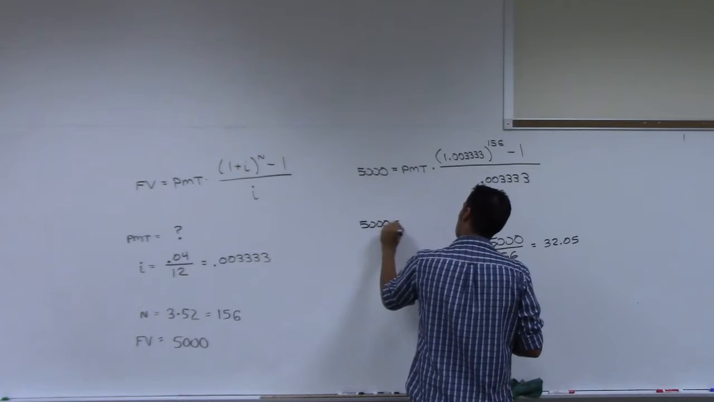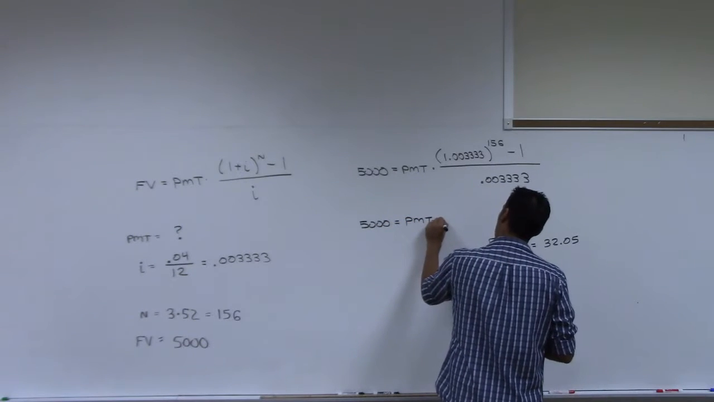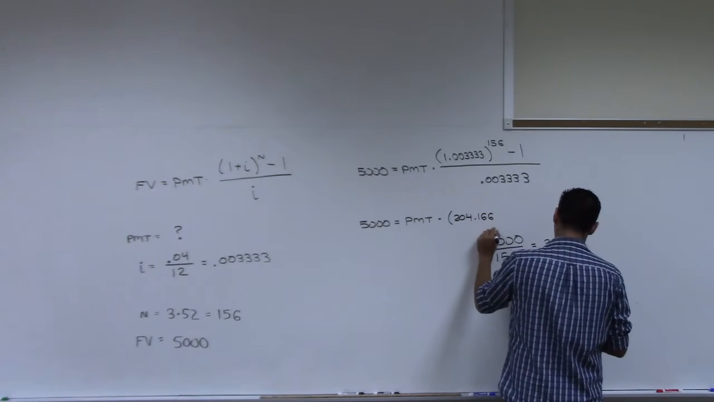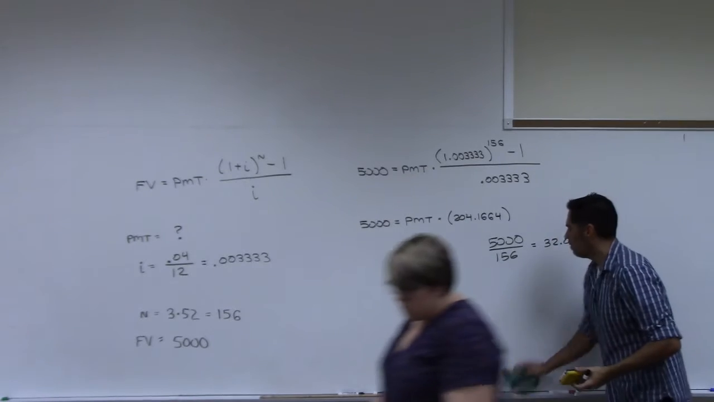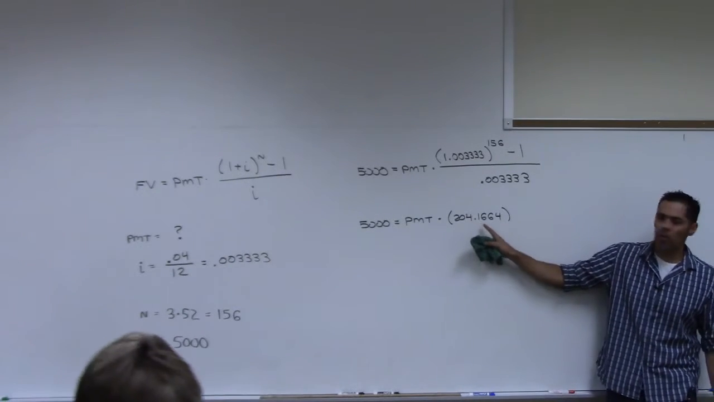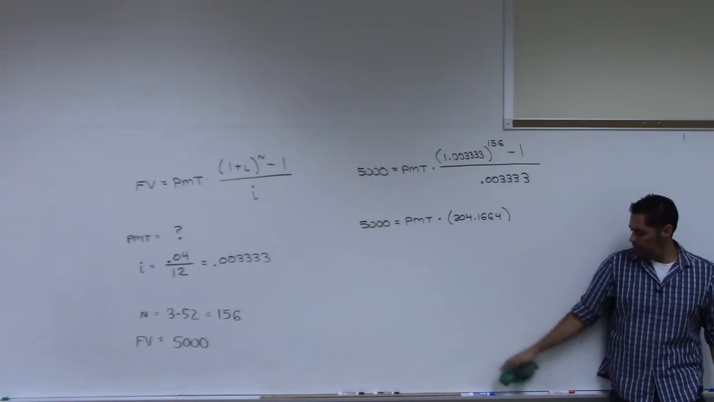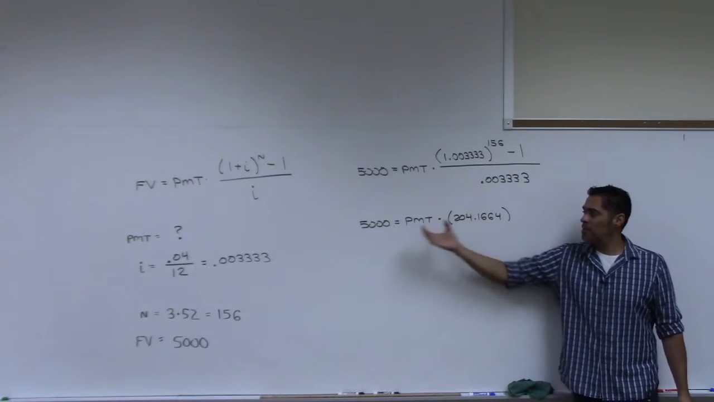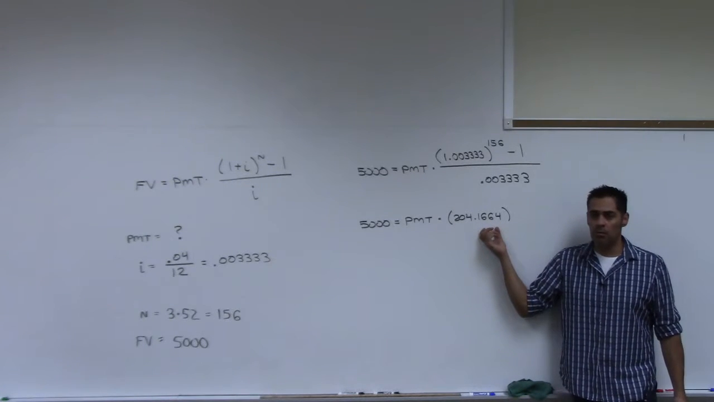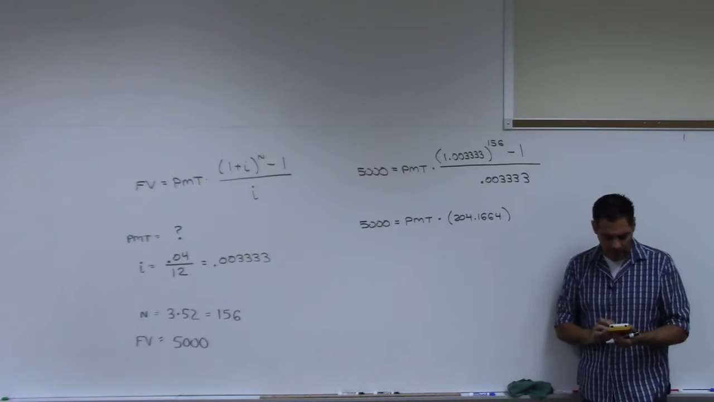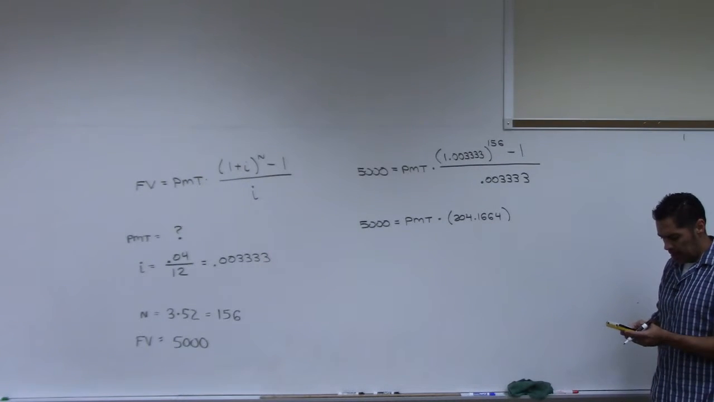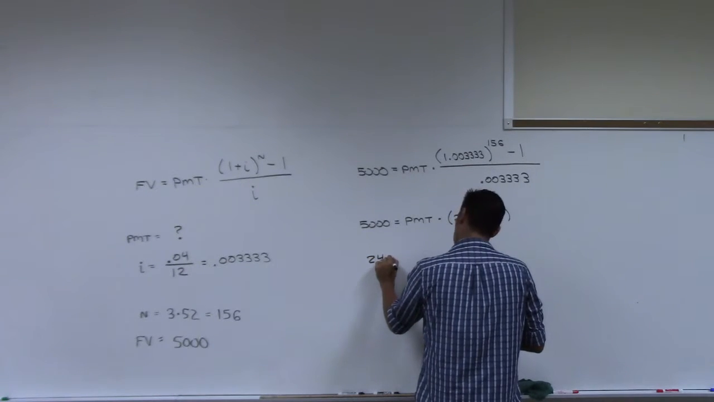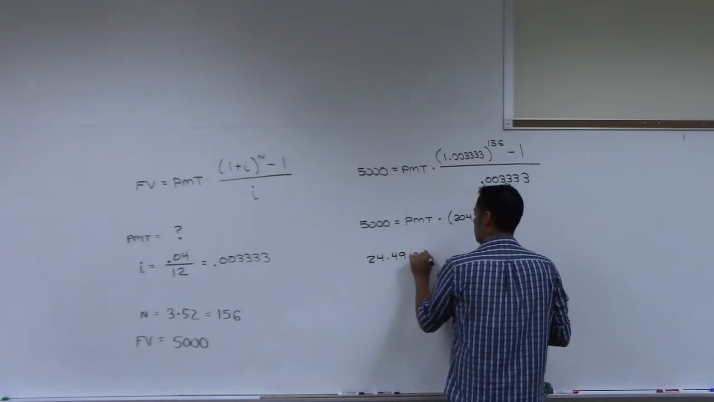So here's where I am. 5,000 equals payment times 204.1664, something like that. Are we all good with how I came up with 204.1664? Now what? I'm trying to solve for payment, right? So divide both sides by 204.1664. Divide this side by it and that side by it. So I'm taking 5,000 and dividing by that number, and I'm getting 24.49-ish equals my payment.